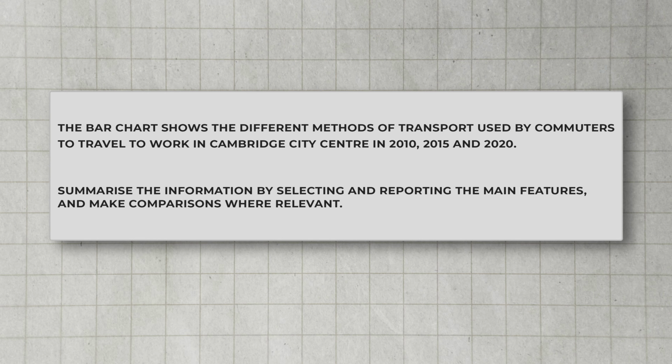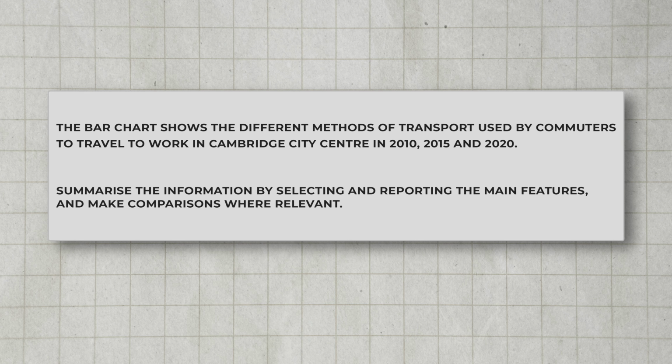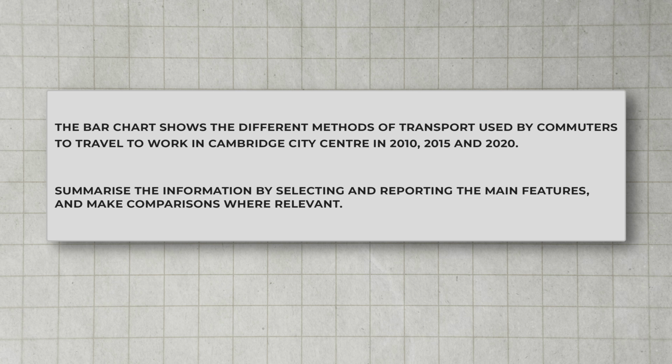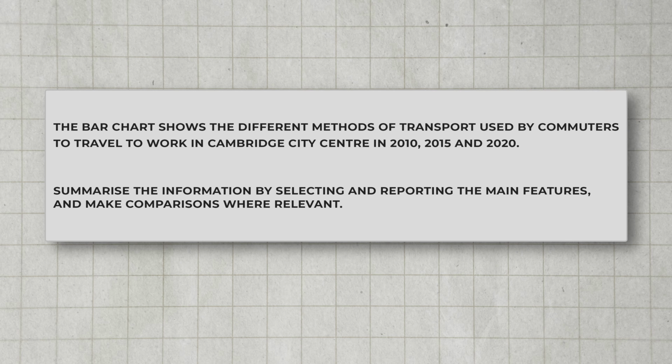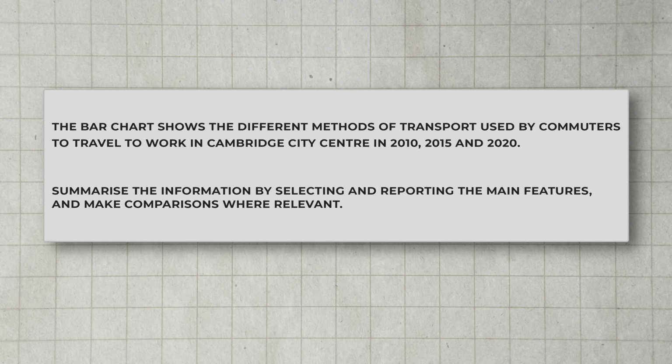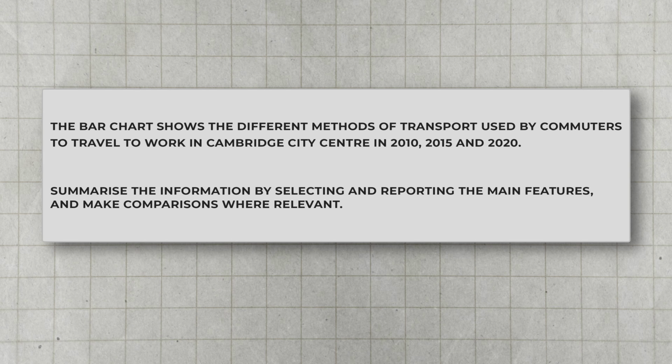Okay, but where do we start? To be honest, it's very simple. Read the task and summary first. The first thing we need to do is to paraphrase the introduction. Our example introduction says, the bar chart shows the different methods of transport used by commuters to travel to work in Cambridge city centre in 2010, 2015 and 2020. Take a second. What would you write if this showed up in your test?